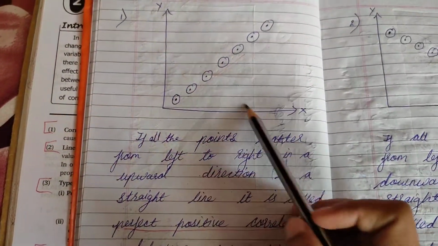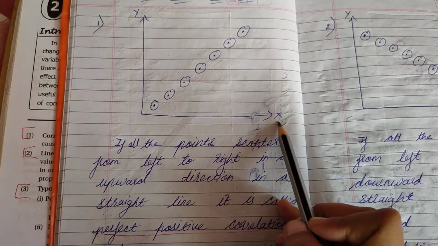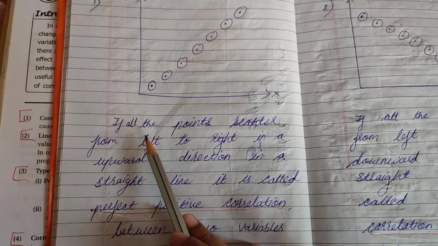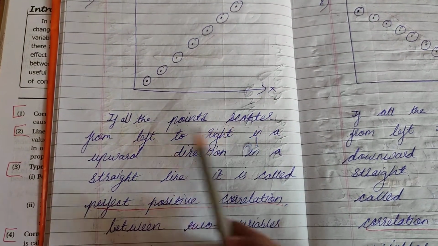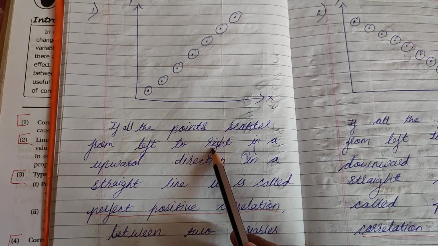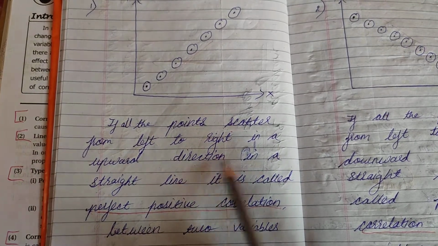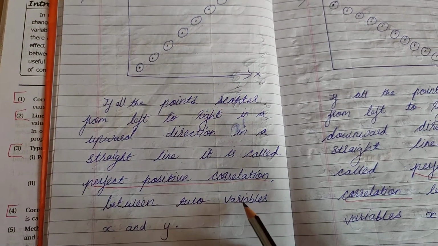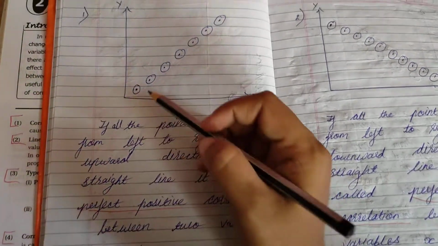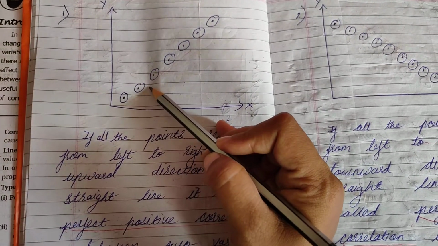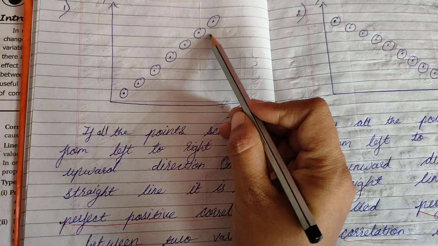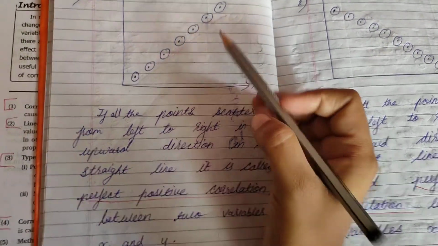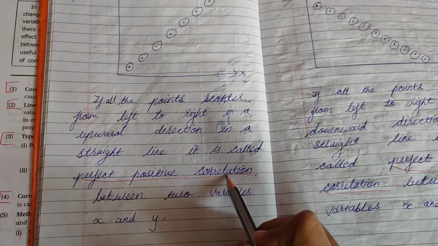Now see, here I have drawn the diagram. Here the horizontal one is the x-axis, and the vertical one is the y-axis. If all the points scatter from left to right in an upward direction in a straight line, it is called perfect positive correlation between two variables x and y. If all the points go in an upward direction in a straight line from left to right, it is said to be a perfect positive correlation.